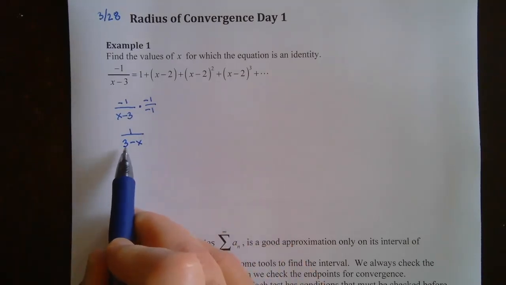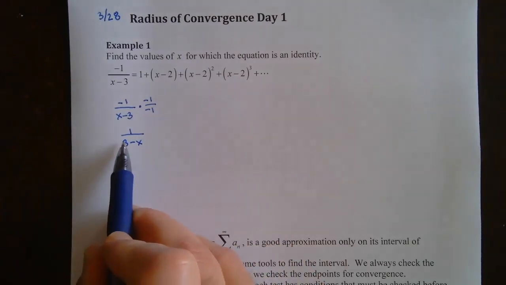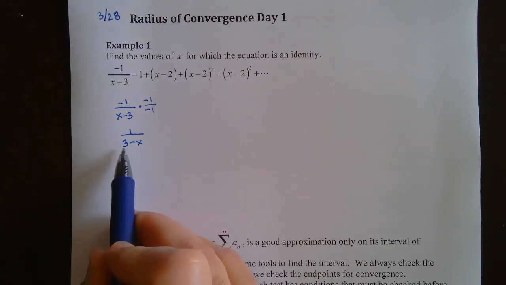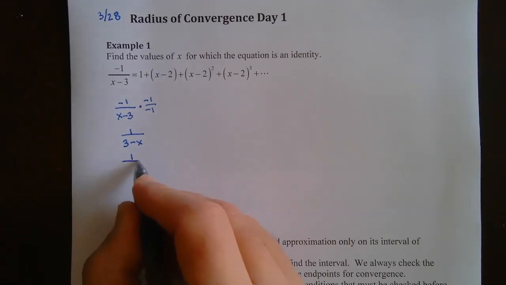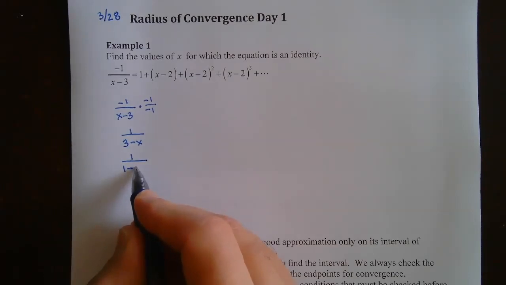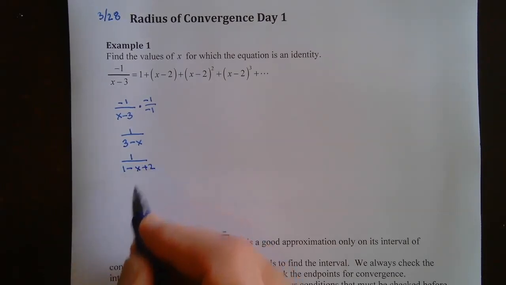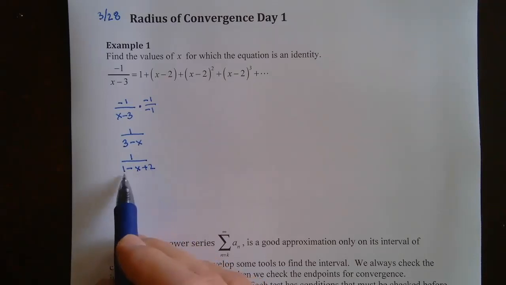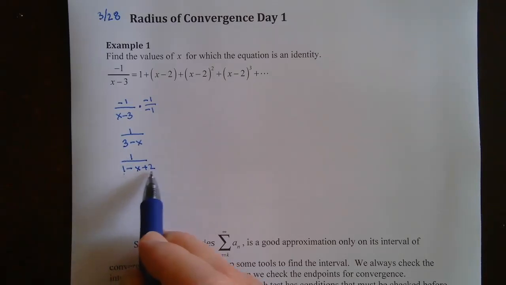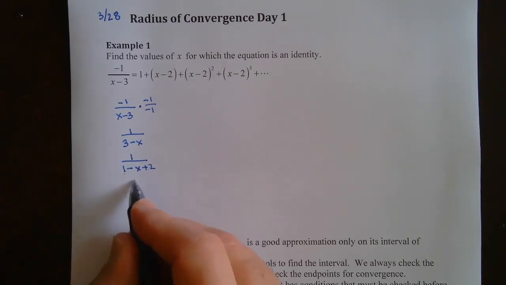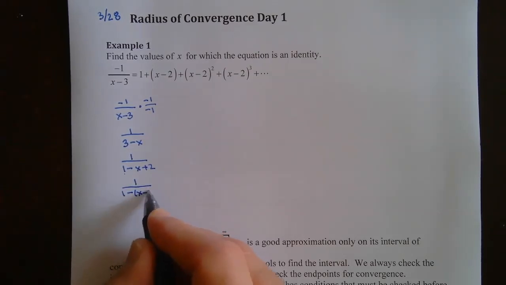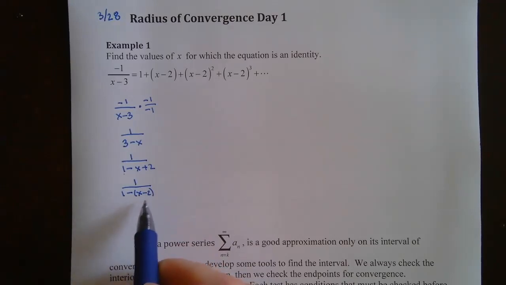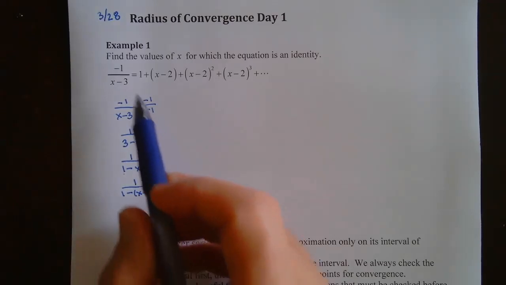But there's not a 1 right here. I need it to be a 1. Well, I could break this 3 up into 1 plus 2. Or this becomes 1 over 1 minus, and then x plus 2. Now 1 plus 2 still makes this 3, and we still have a minus x. That's going to allow me to factor out a negative, and then that would be 1 over 1 minus parenthesis x minus 2. And there we see the r. It's x minus 2. So this is just a way of rewriting this.